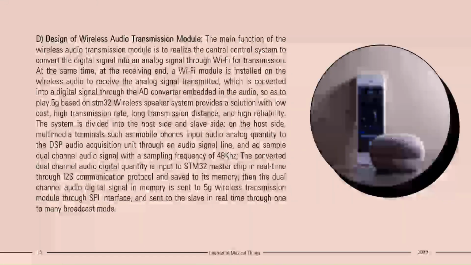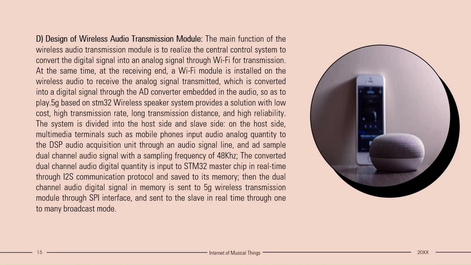Next, we have the design of the wireless audio transmission module. The main function of this is to realize the central control system converting the digital signal into an analog signal for Wi-Fi transmission. At the same time, at the receiving end, a Wi-Fi module is installed on the wireless audio to receive the transmitted analog signal, which is converted into a digital signal through the AD converter embedded in the audio so as to play. The 5G based STM32 wireless speaker system provides a solution with low cost, high transmission rate, low transmission distance, and high reliability.